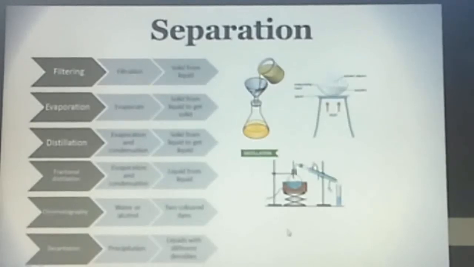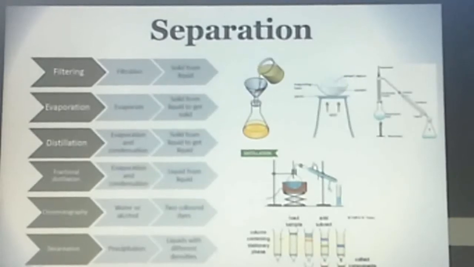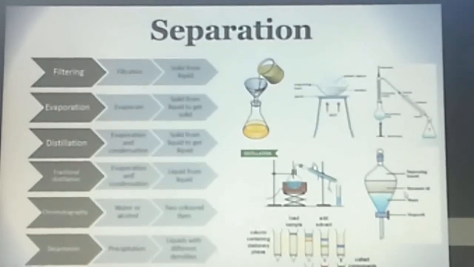Fractional distillation is evaporation and following evaporation, condensation, which is to separate a liquid from a liquid. Here is the picture. Chromatography is made with water or alcohol and is to separate two colored dyes. Here's a picture. As you can see, for example, red is made up of green and blue. And finally, decantation, it is made by precipitation, which is to separate liquids with different densities. Here you have it. For example, it would be water and oil.